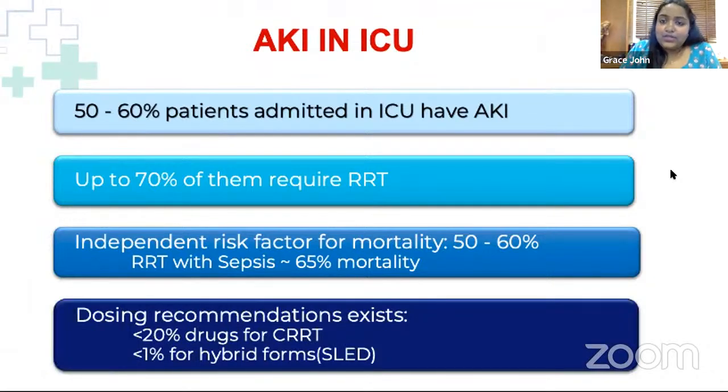And the dilemma that we have at hand is that the dosing recommendations for continuous renal replacement is available only for less than 20% of the drugs. I'm not talking about antibiotics, but 20% of the drugs overall. We don't have much data about those drugs. 80% of the drugs, we still don't know what is the best dose to give. But maybe with this presentation, you will know how to choose which drugs to dose, and which drugs we do not consider to dose during CRRT.